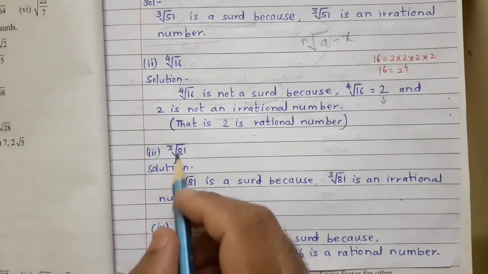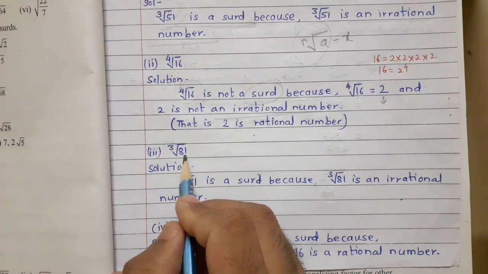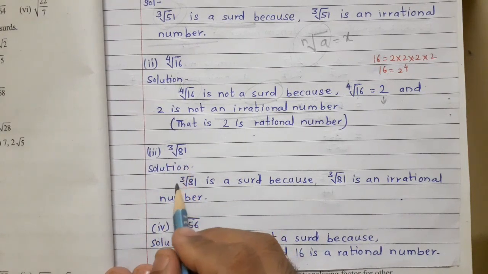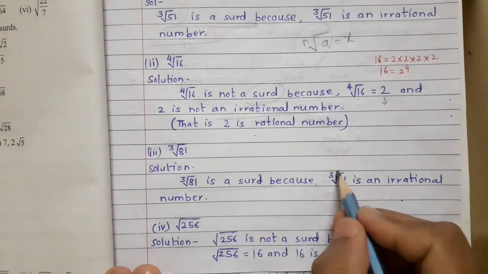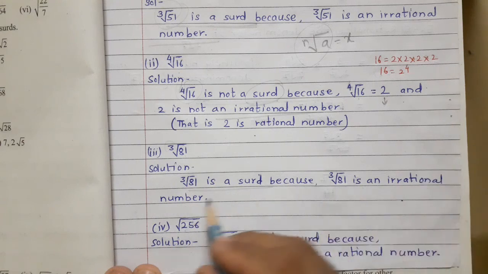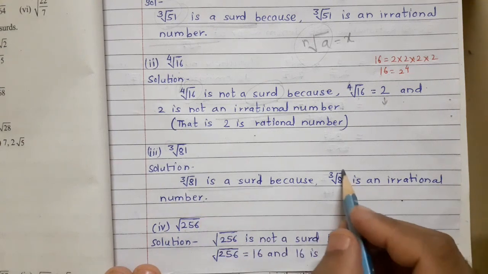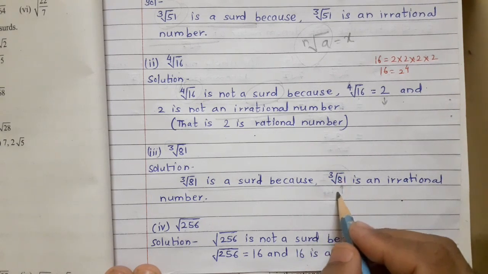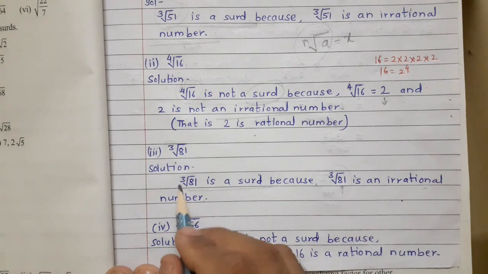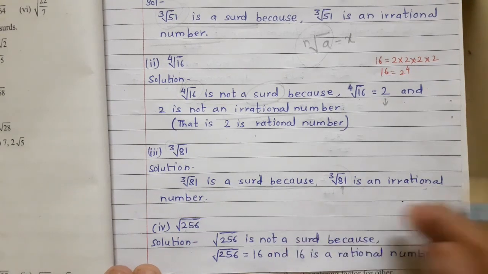Sub question third, cube root of 81. So cube root of 81 is a surd, because cube root of 81 is an irrational number. 81 is a positive number, and when we take the cube root of 81, it is an irrational number. So we can say that cube root of 81 is a surd.